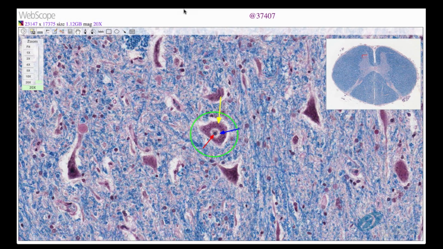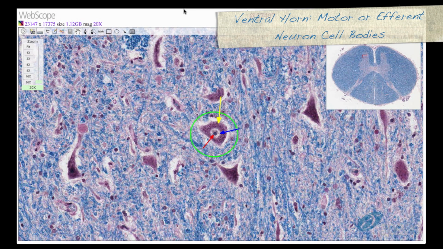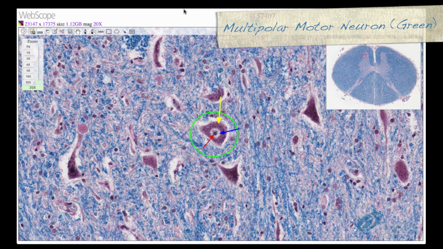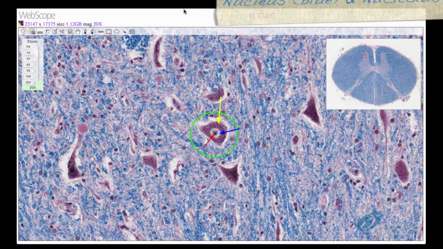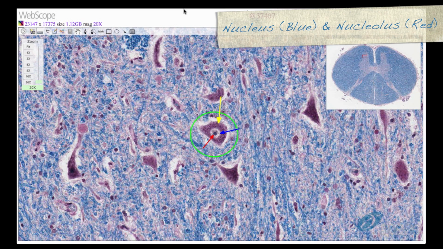We are now looking at the ventral horn using the 20x objective. The ventral horn contains the cell bodies of motor or efferent neurons. A multipolar motor neuron can be seen here circled in green. Nissl bodies, which are aggregates of RER stained by Cresol violet, can be seen at the yellow arrow. Multipolar motor neurons contain a large nucleus and a dense nucleolus. The nucleus and nucleolus can also be seen at the blue and red arrows respectively.